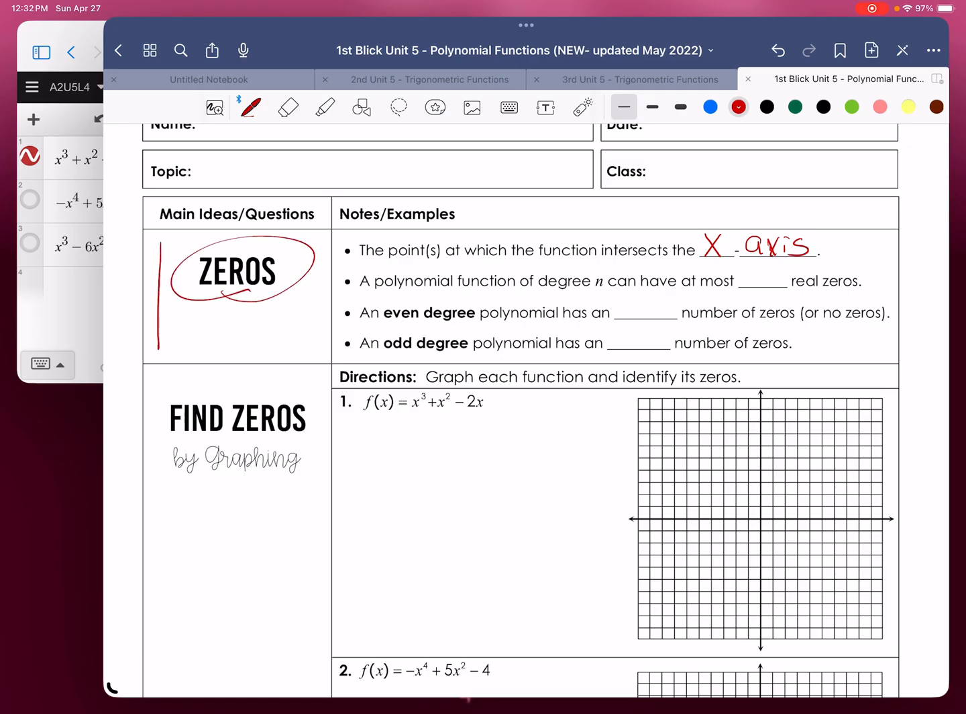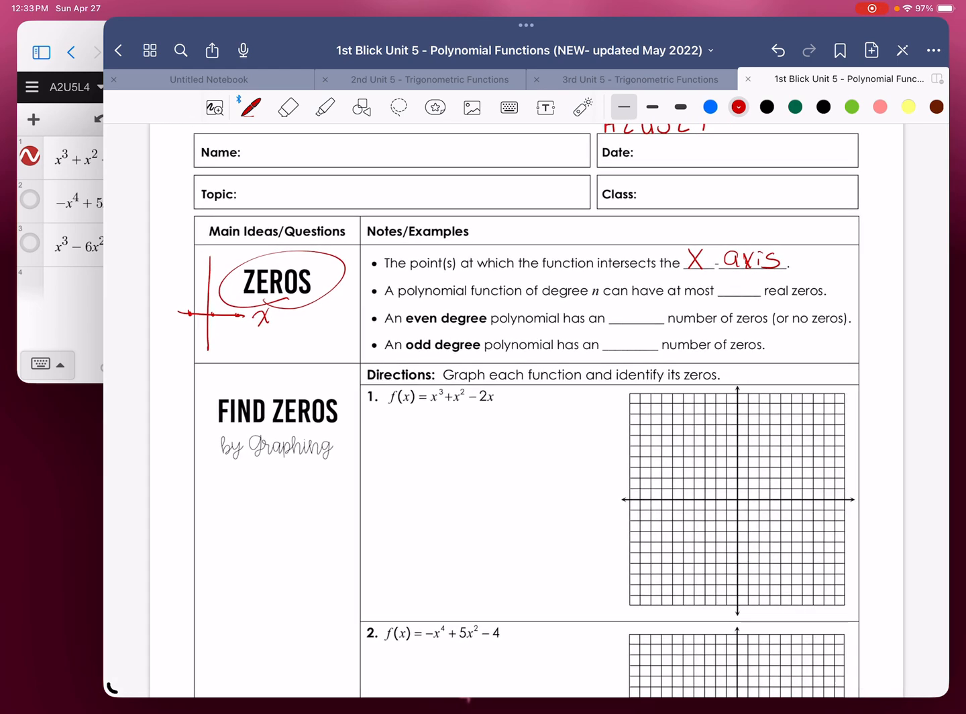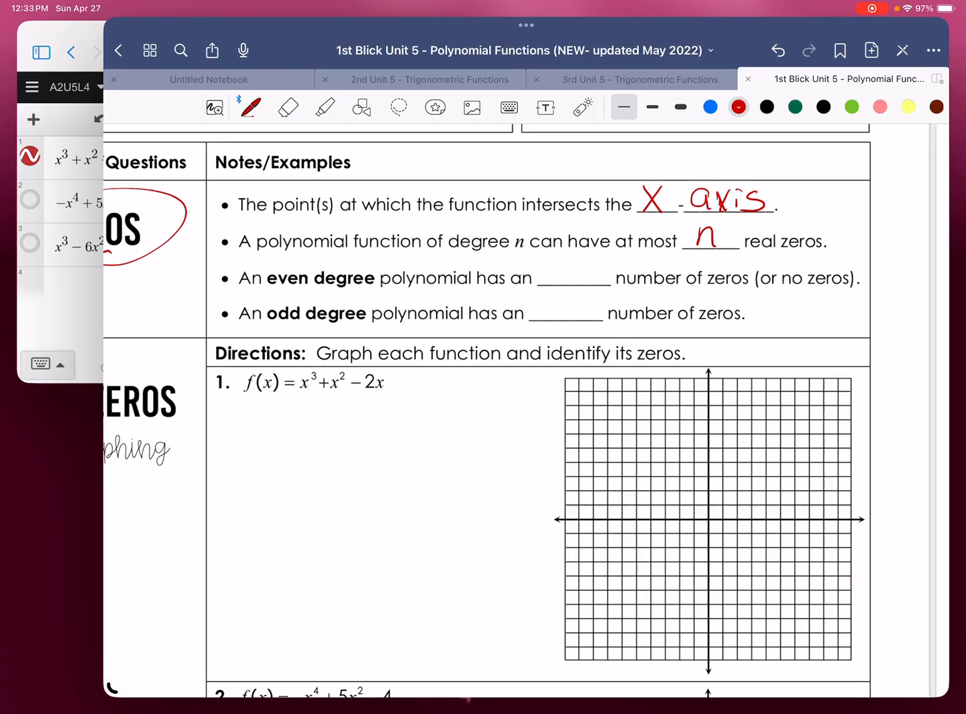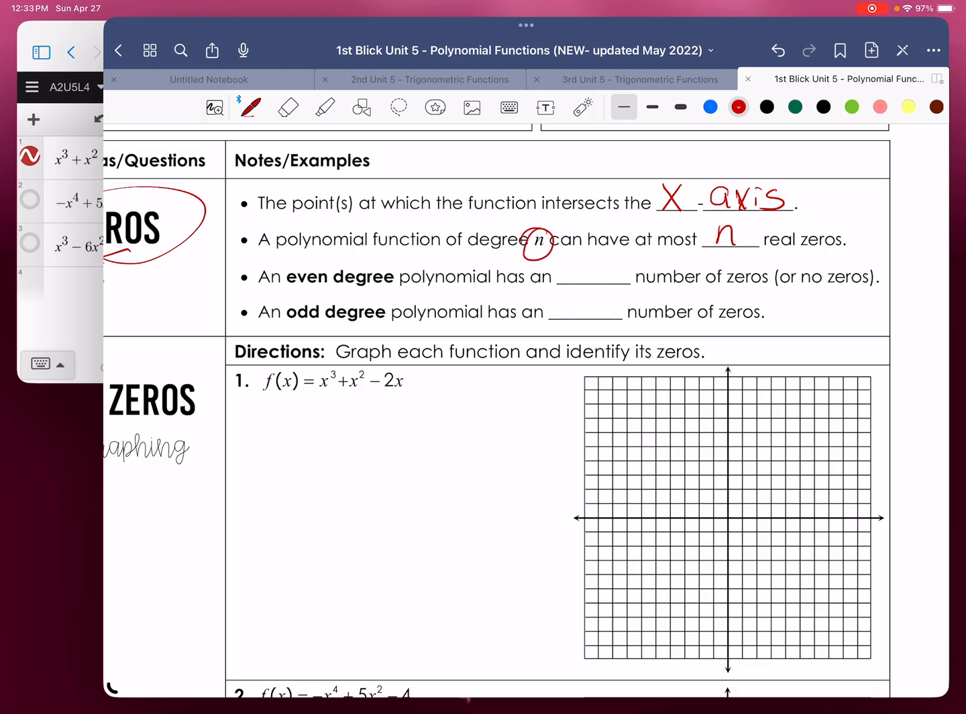So if you have a graph, your x-axis, we only want to find the points where that axis is crossed. We're not worried about the y-axis. A polynomial function of degree n can have at most n real zeros. Now what that means is we've looked at how to tell what degree a polynomial is. That is your highest exponent. So that means that number also tells you the most number of x-axis crosses you're going to have.